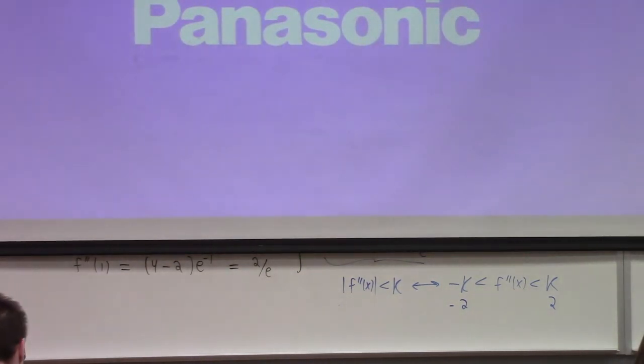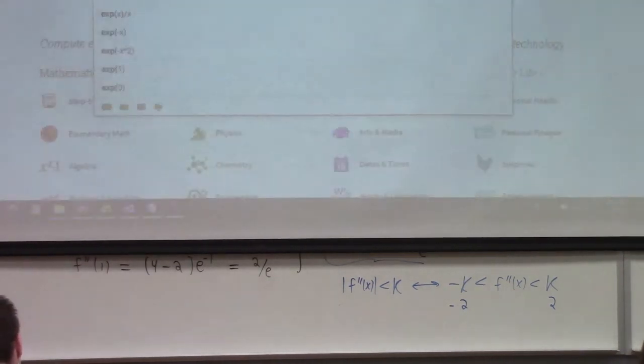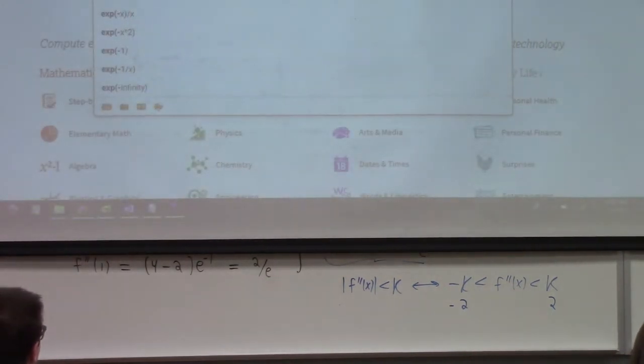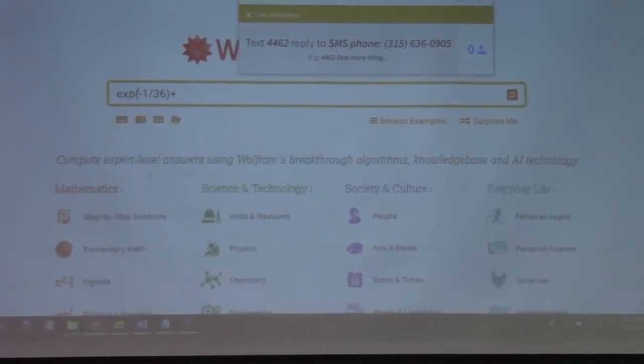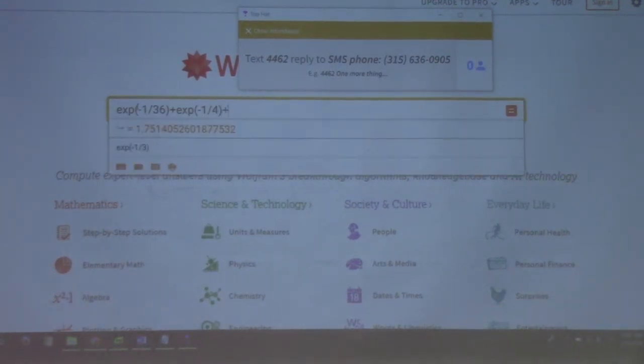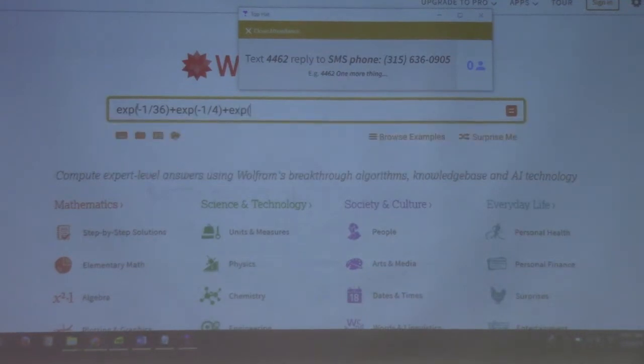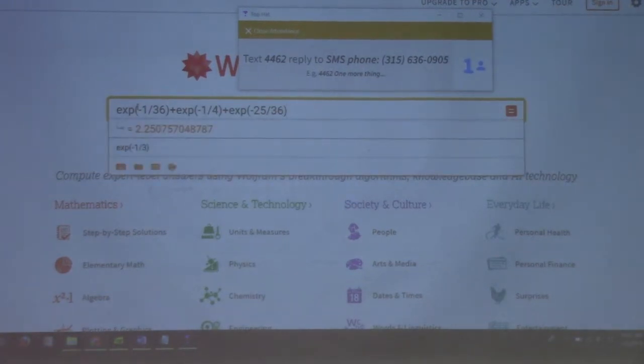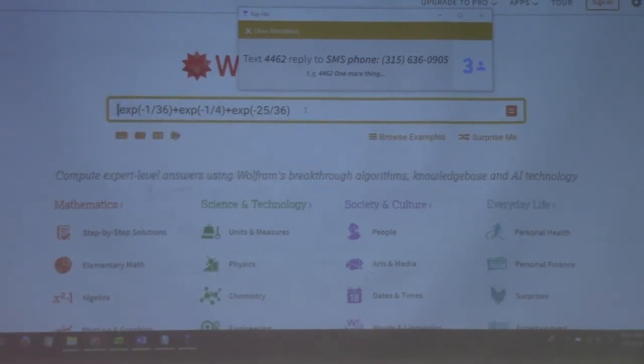So we have exponential of, what is it? Minus 1 divided by 36, yeah? Plus the exponential of what? Minus 1 divided by 4. Plus the exponential of what? Minus 25 divided by 36, yeah? Which is 2.25. So I take all of that. I divide by 3, right?